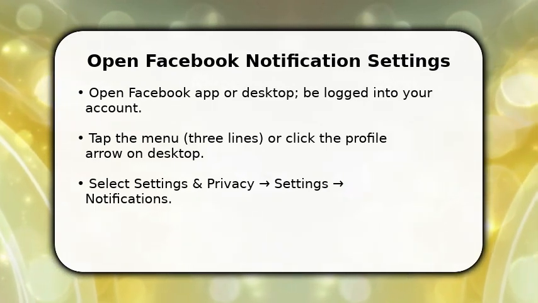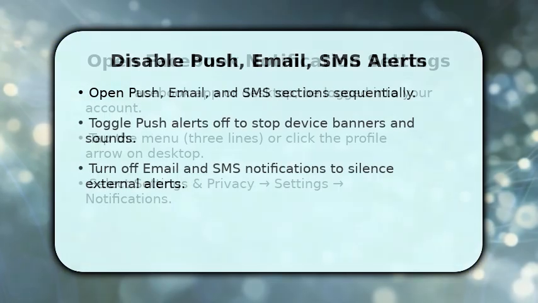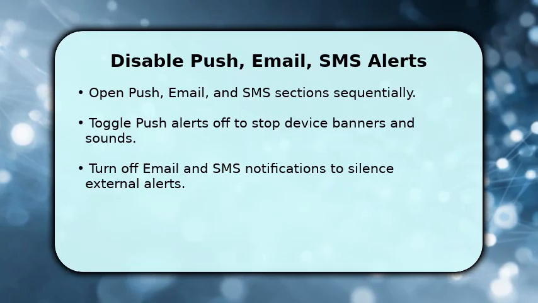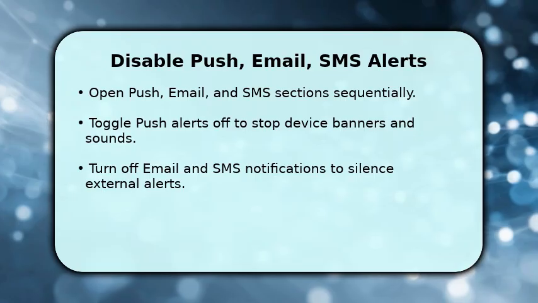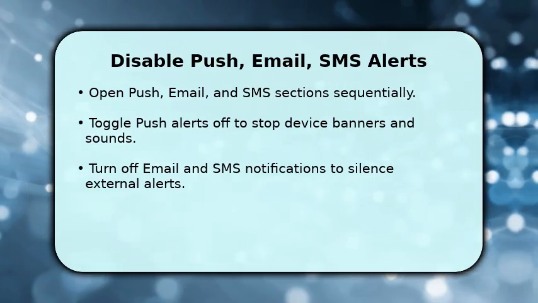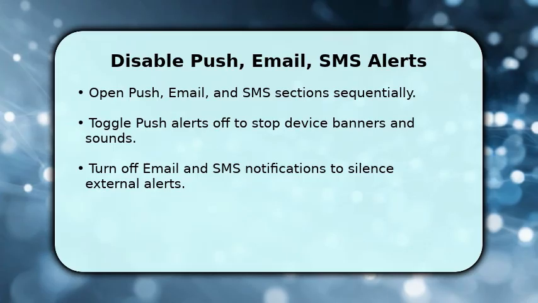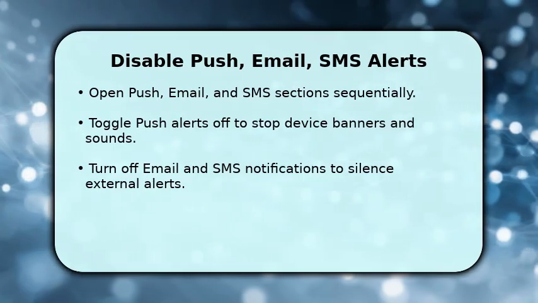You now scroll through the notification settings and open push notifications first. Toggle the main push switch off to stop banners, sounds, and lock screen alerts on your devices. Next, open email and SMS sections and disable those channels too.